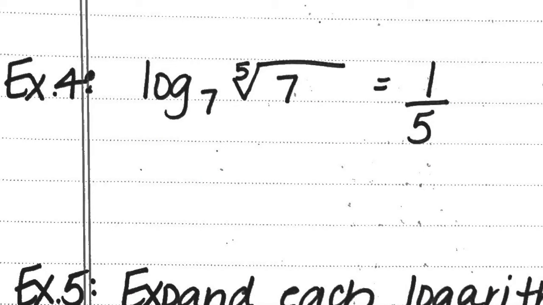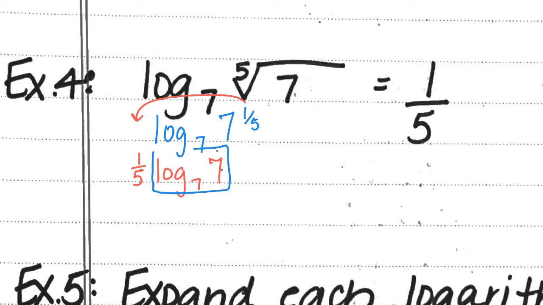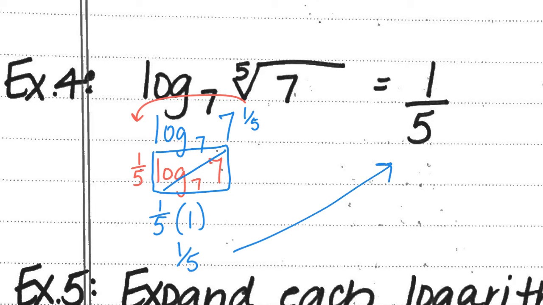This question is asking us to verify that log base 7 of the 5th root of 7 is equal to 1/5. So I'm going to work through what we know. The first thing I know is that this is log base 7 of 7 to the 1/5. My next step would be to throw the 1/5 to the front, 1/5 log base 7 of 7. And because I know my properties, I know that log base 7 of 7 is equal to 1, and 1/5 times 1 is equal to 1/5.